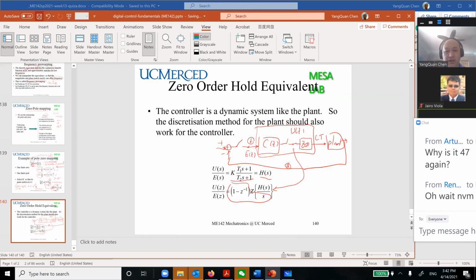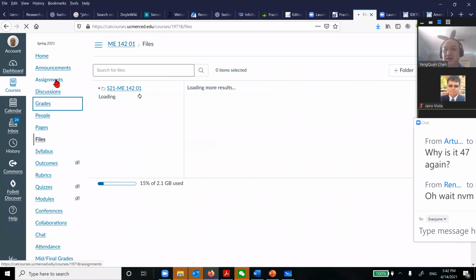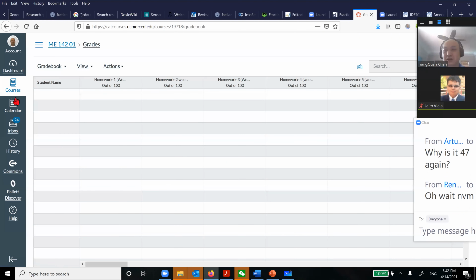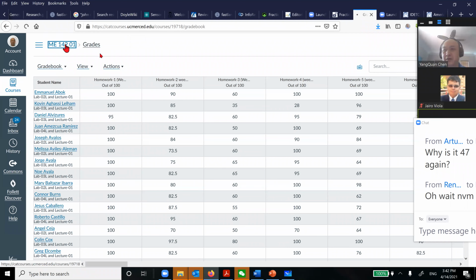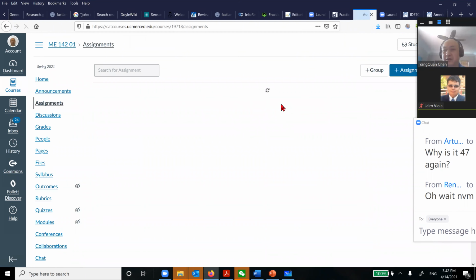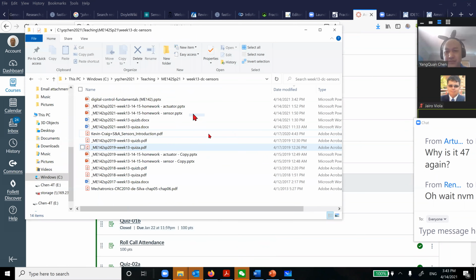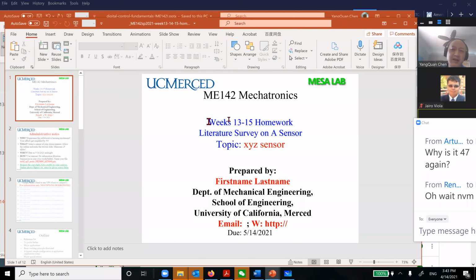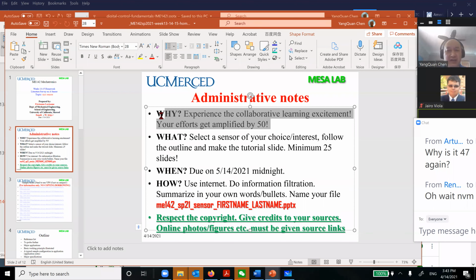And I'm going to walk you through our assignments. As you can see, this is our last homework, as I promised. No more work, just homework. And this homework is more flexible. What you need to do is write about 25 slides for sensor and 25 slides for actuator. So together you have about 50 slides.